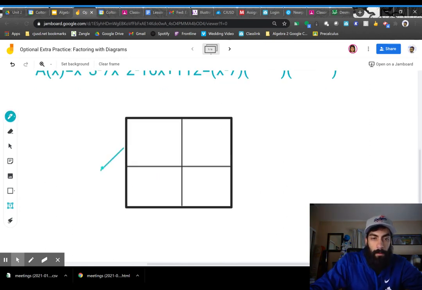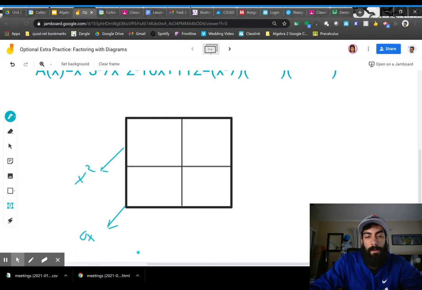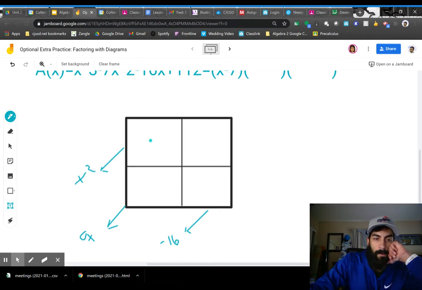So out of here, we get x squared. Out of this diagonal, we'll get 0x. That's why I think it's helpful to still write that 0x right now. If it's not there, then we just know it could be 0x. And then we have negative 16. So we can fill in the x squared and the negative 16. Right, and now we just need to find our factors up here.